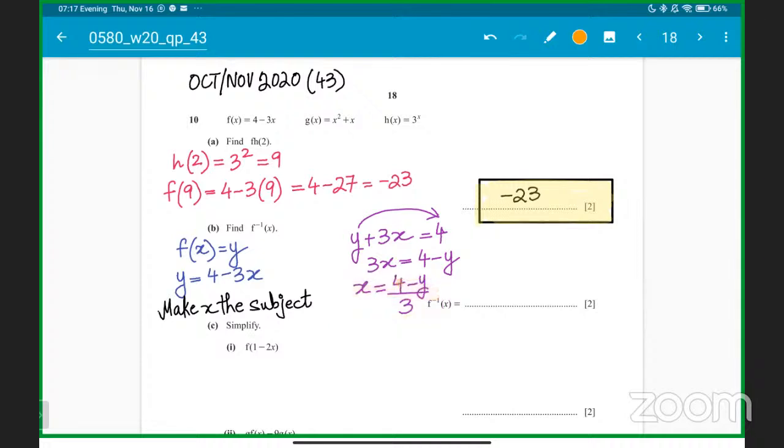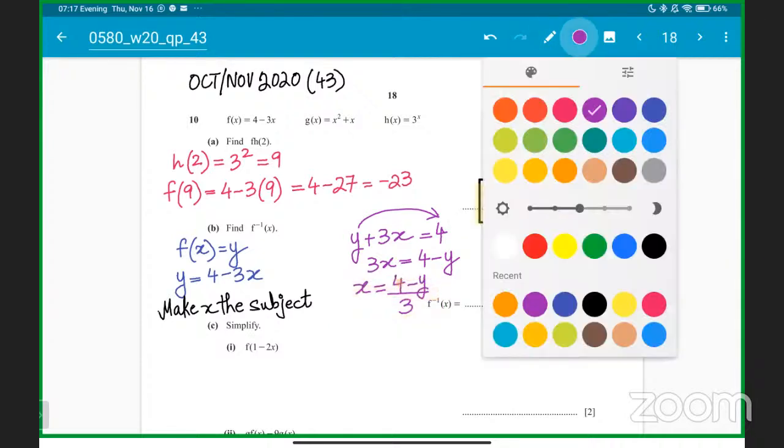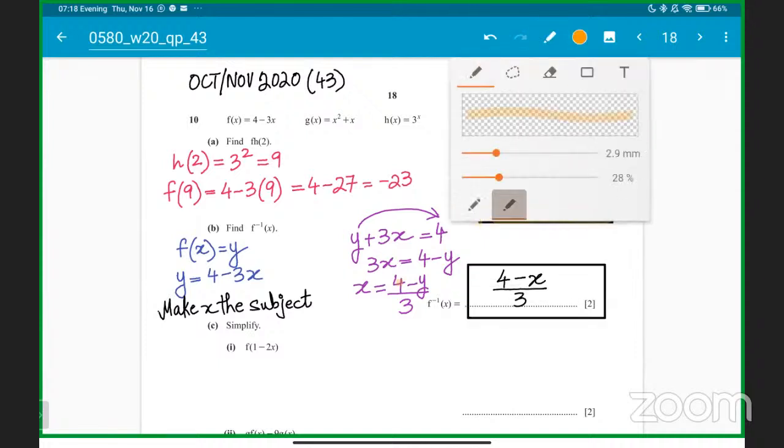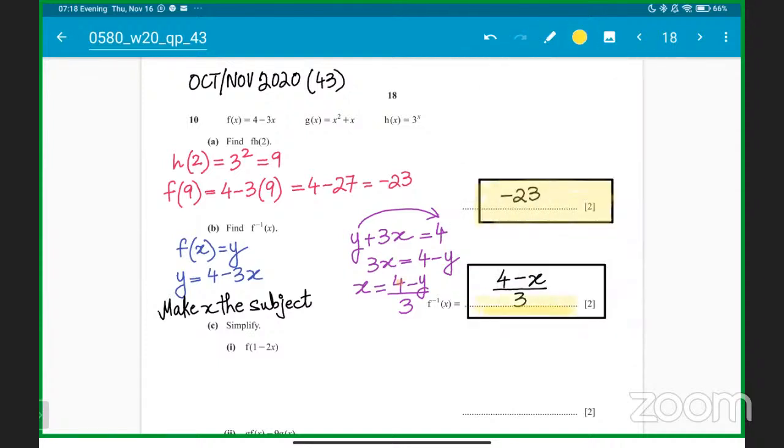Once you have made x the subject, it's simple. The answer is in front of you. Just write down whatever it is, except that y gets replaced with x. So 4 minus y divided by 3 will become 4 minus x divided by 3. Understood? Clear, everyone? Got this?